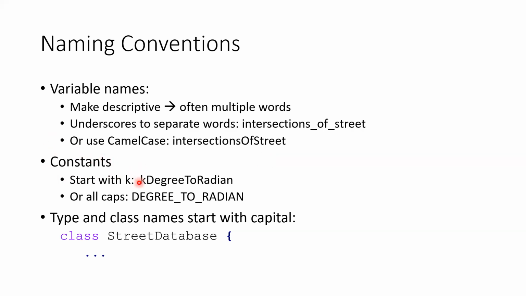Constants either start with a little k or are all caps. We usually use all caps. I have rarely seen the first one, but it also depends on you, and please use the same convention throughout your team. Type and class names: classes and structs should start with a capital.